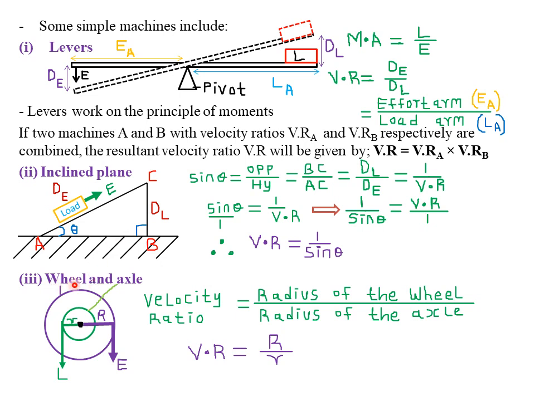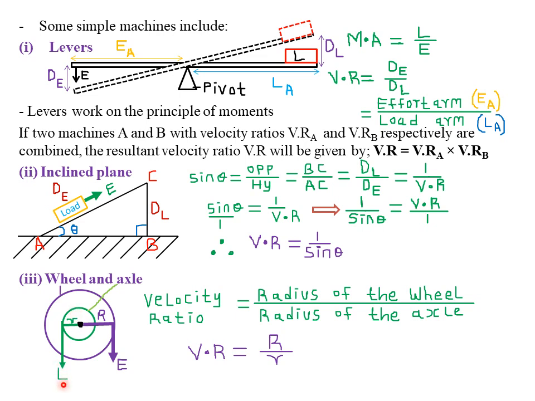Then the other machine that we are looking at is the wheel and axle. So what you need to know is that the wheel is usually the larger part, then the axle is the smaller part, which is actually used to rotate that particular wheel. So wheel and axle are usually connected in such a way that as the axle moves, it provides a force that will also make the wheel rotate with the same magnitude. So the axle is usually the smaller part here. So we are assuming it has a smaller radius r.